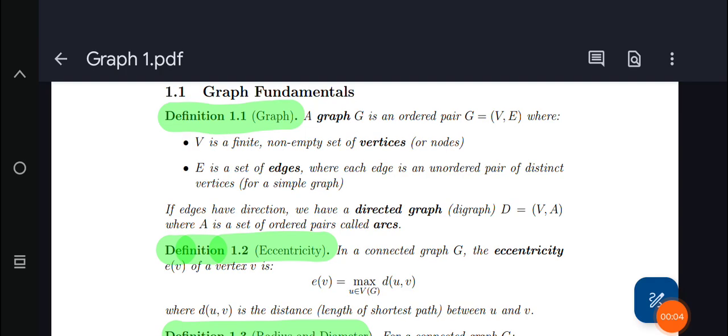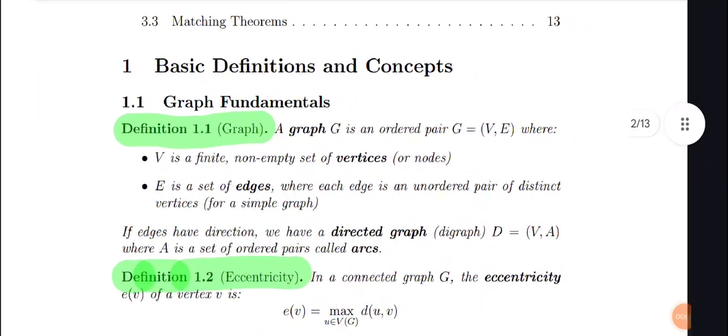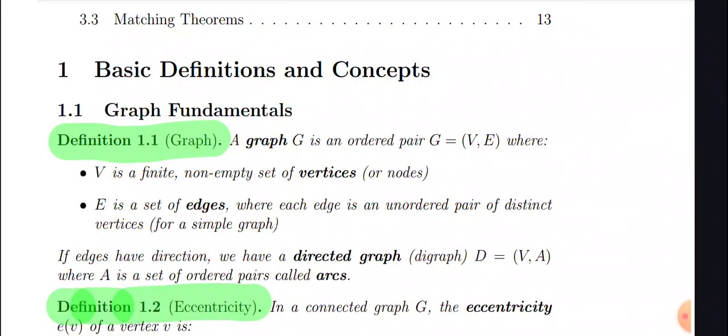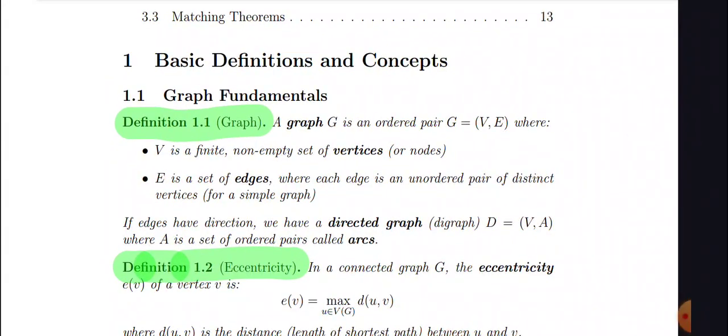...which is an abstract object, we'll call it G. Formally, a graph is defined by two finite, non-empty sets. V, the set of vertices, the dots, or nodes, and E, which is the set of edges. The lines connecting them. That's it.